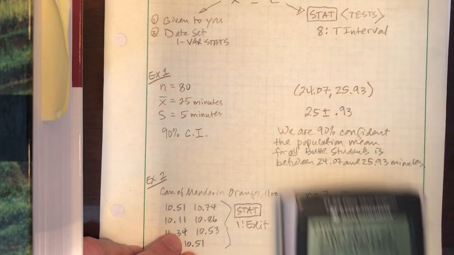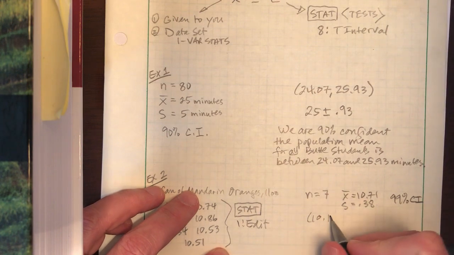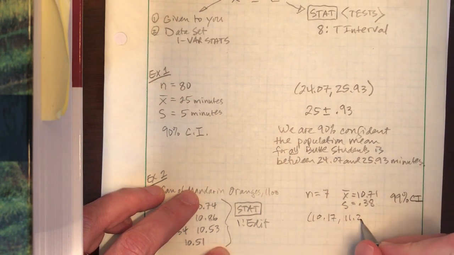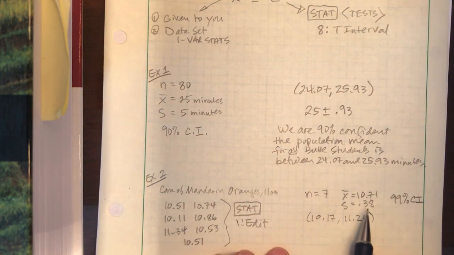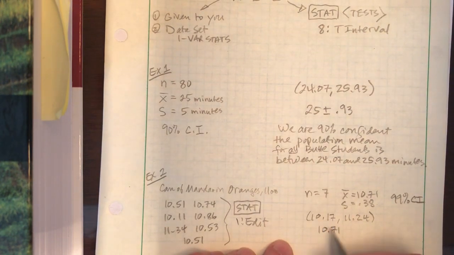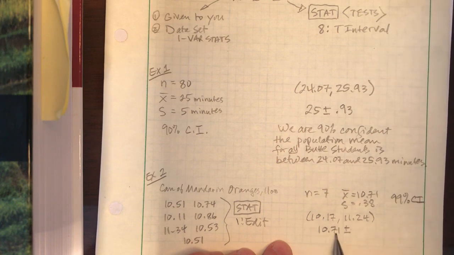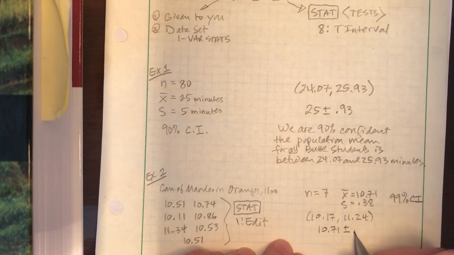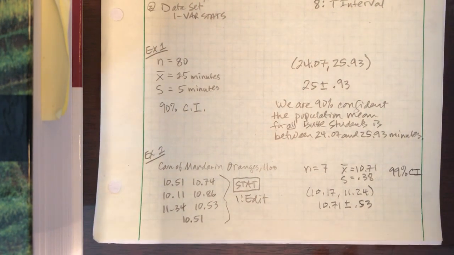10.17 to 11.24. So 10.17, comma, 11.24. And again, what that could also look like is I have a point estimate of 10.71 ounces, plus or minus. Now, how far is 10.71 from 11.24? That's my margin of error. It looks like 29 plus 24. How about 0.53?